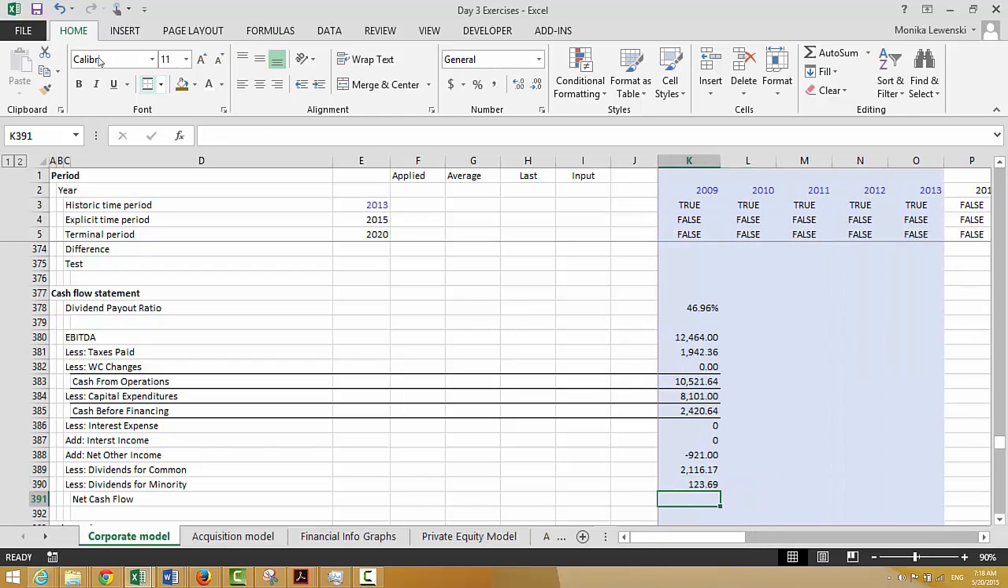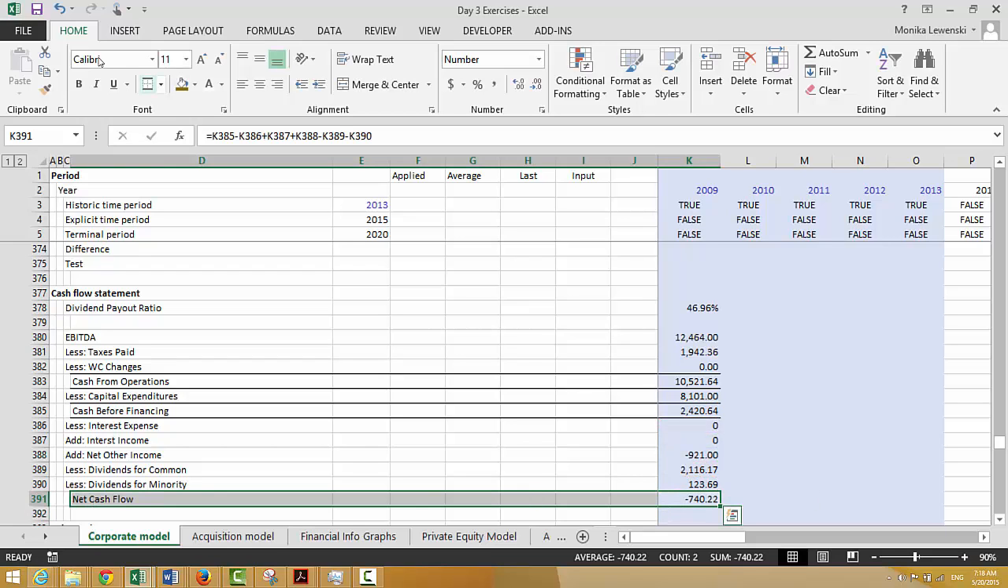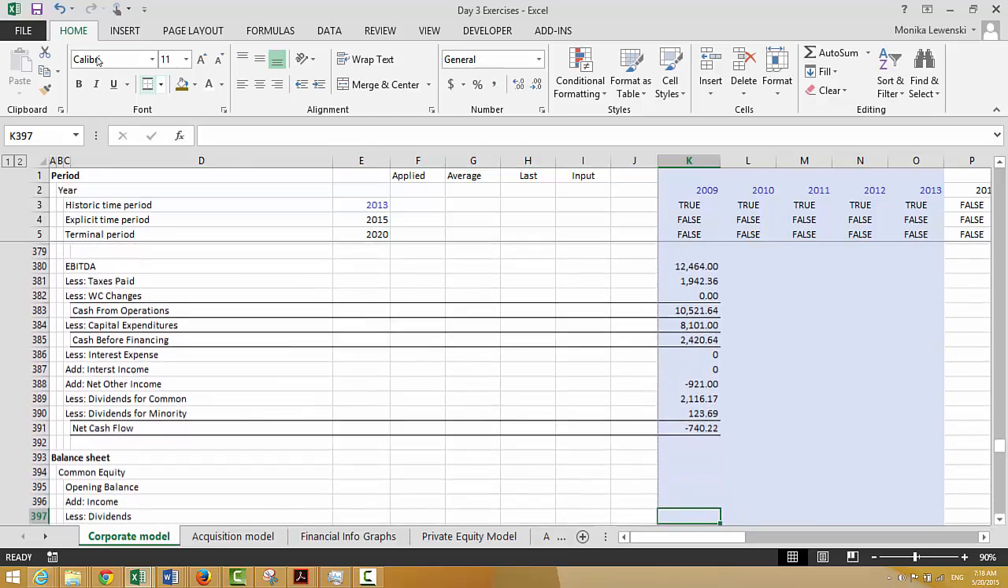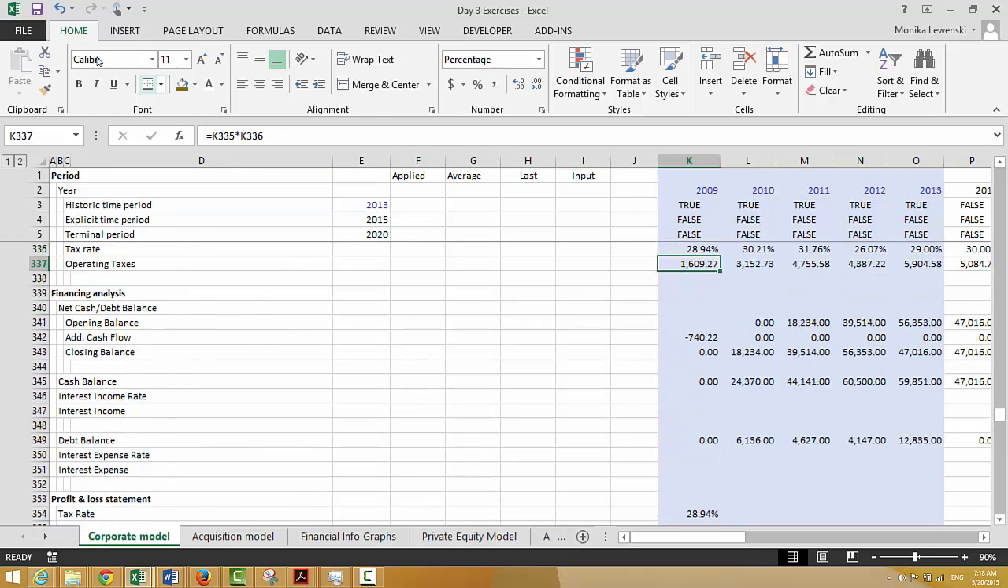Okay, the net cash flow then is the last subtotal minus this one, plus this one, plus that one, minus this one, minus this one. Okay. Shift Control left arrow, and then we have this. And now we really are ready to go with all the financing.